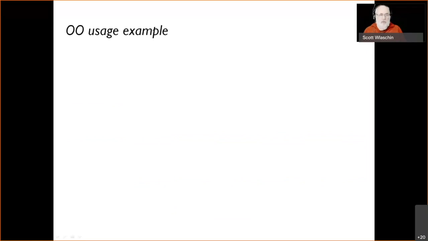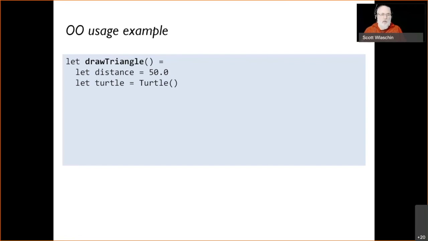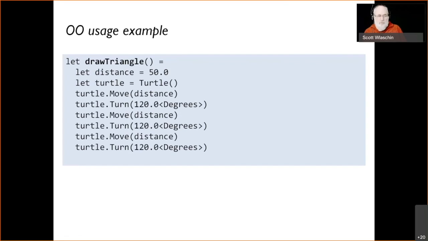Now, how do I call this turtle as a user of this turtle? Let's say I want to draw a triangle. Well, I'd say, okay, construct a turtle, and then ask the turtle to move a certain distance, and then ask the turtle to turn and move and turn and move and turn. And at this point, the turtle should be back home again.